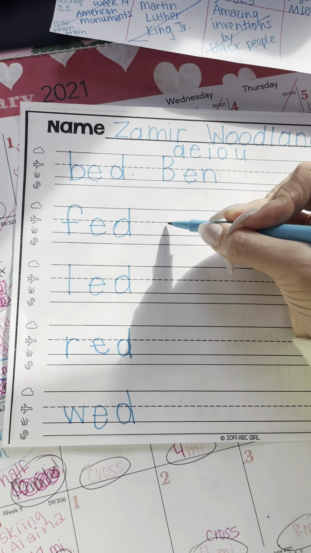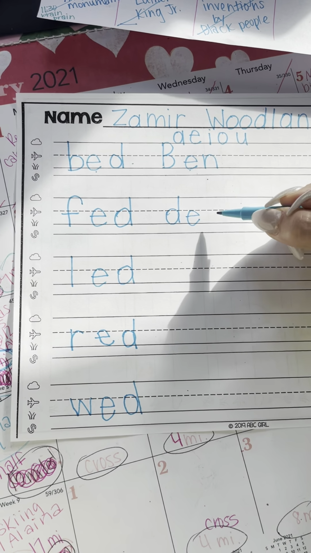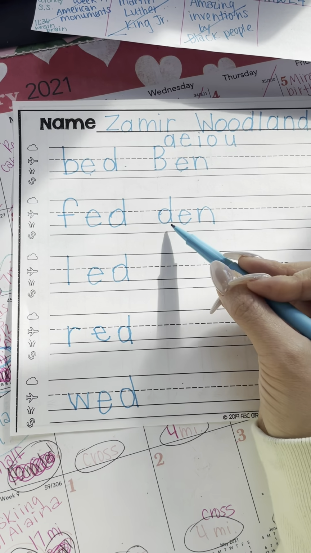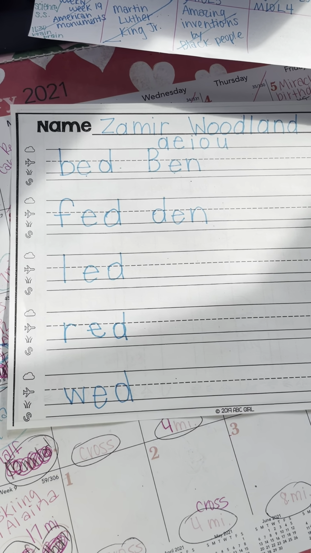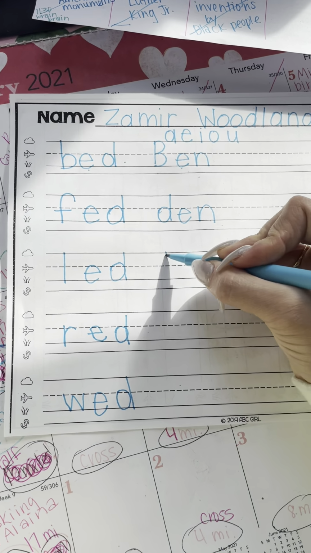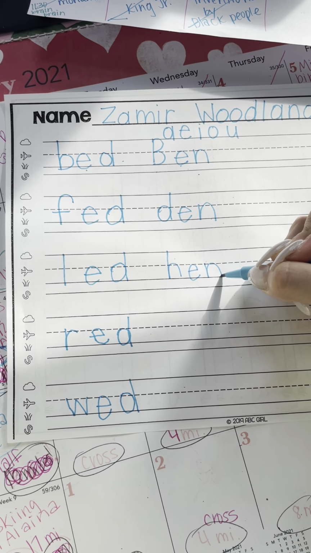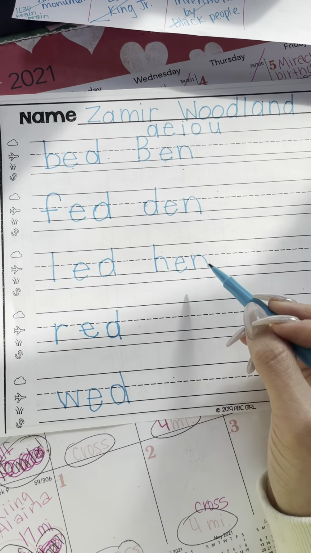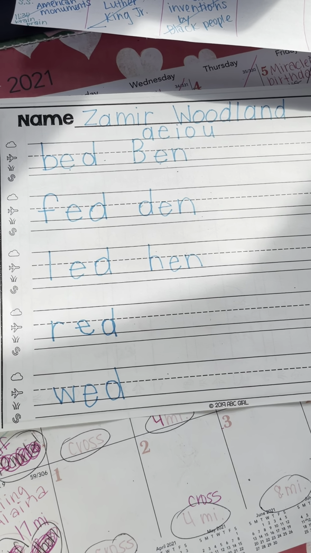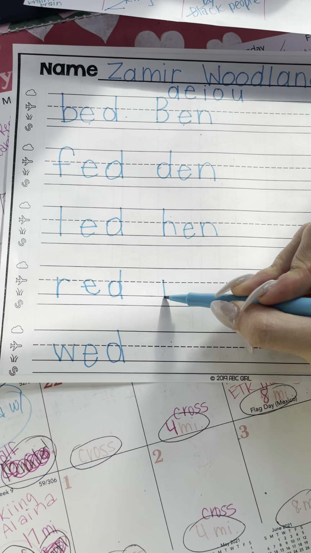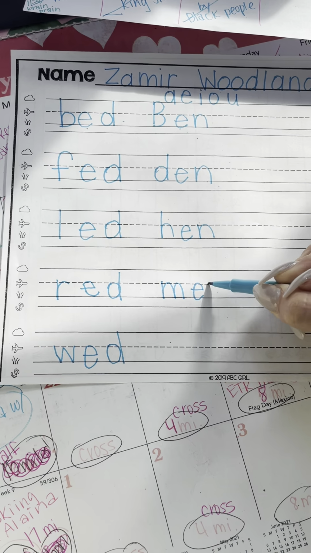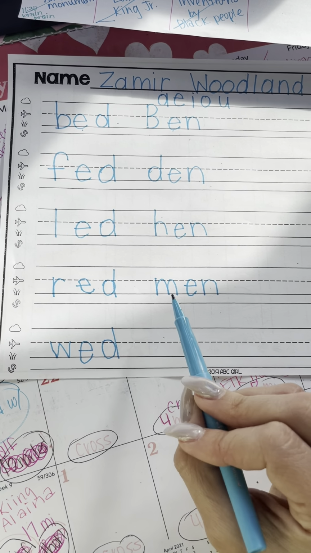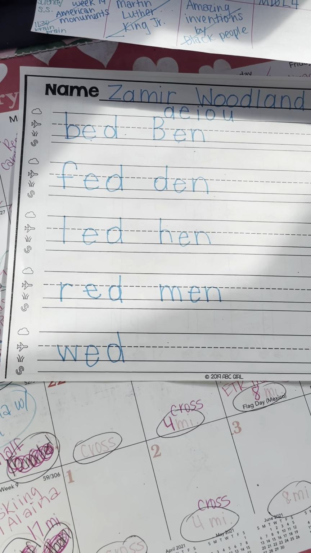Ben. Next word. D, E, N. Den. Den. The bear sleeps in his den. Next word. H, E, N. Hen. Hen. The girl chicken is called a hen. A hen. Next word. M, E, N. Men. Men. When boys grow up, they become men, hopefully. Men.